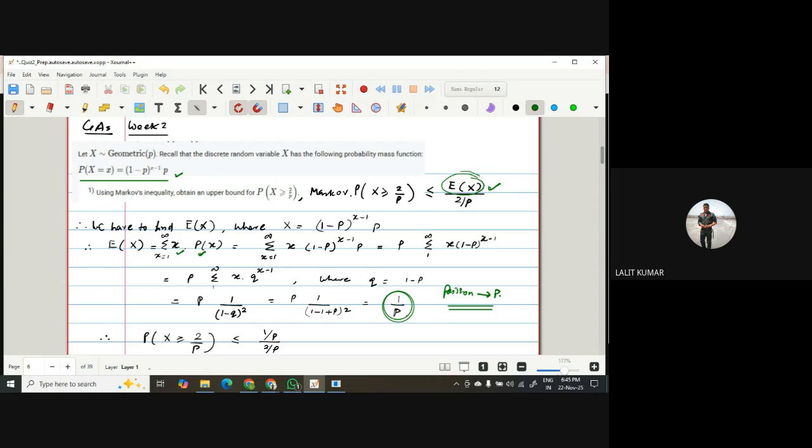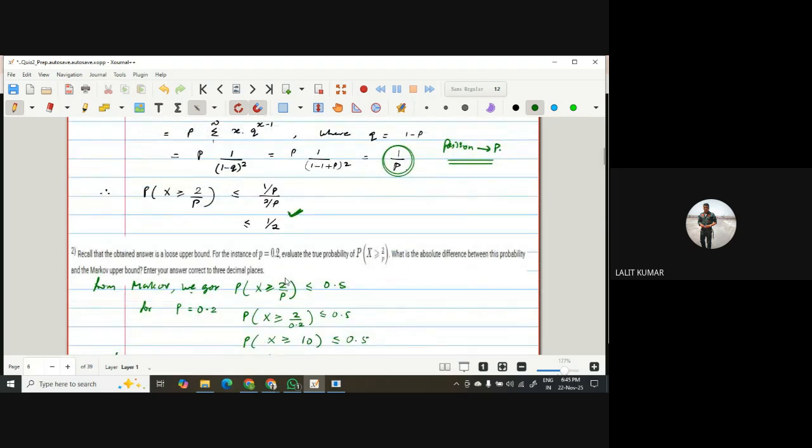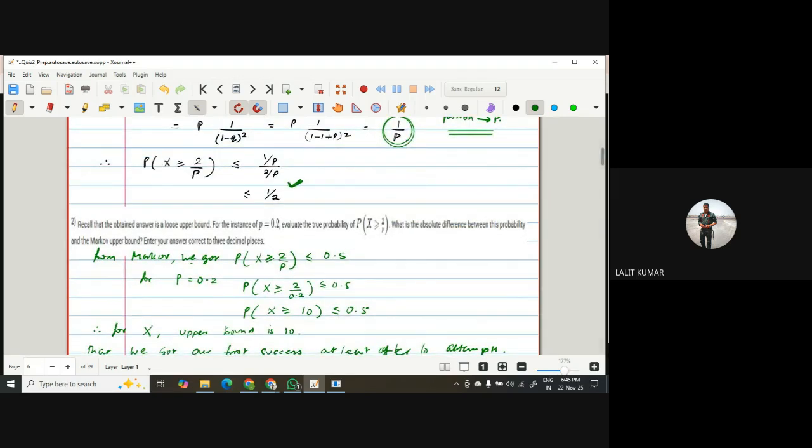Okay. So putting these values, we get 1 by 2. Now, in the second question, they have given that, for instance, if p is equal to 0.2, evaluate the probability of x greater than or equal to 2 by p. And what is the absolute difference between this probability and the Markov upper bound?